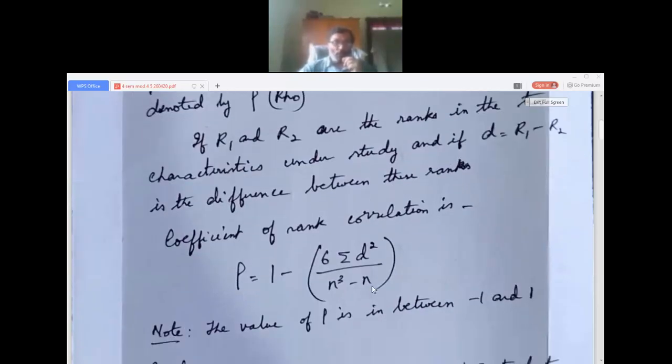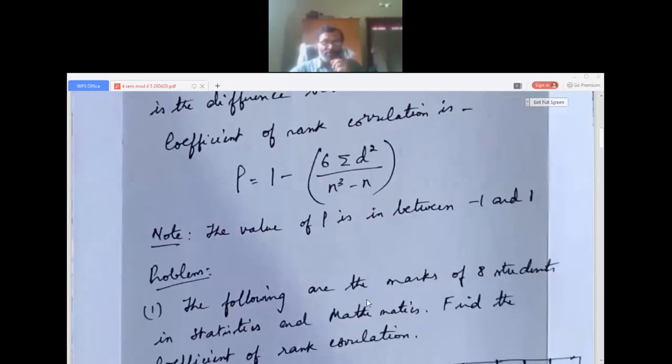The value of rho always lies in between minus 1 and plus 1. You should know this. If it crosses 1, then something is wrong in the answer.